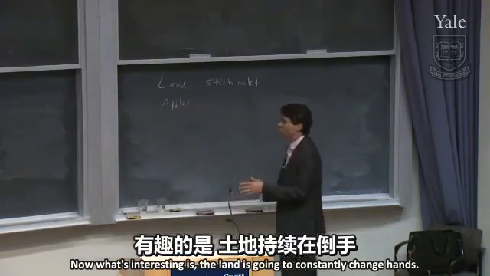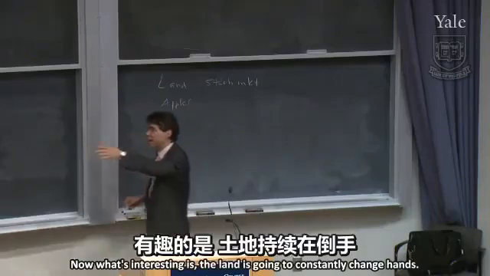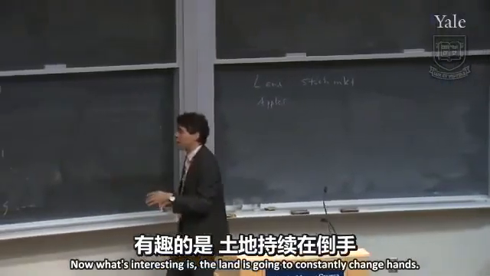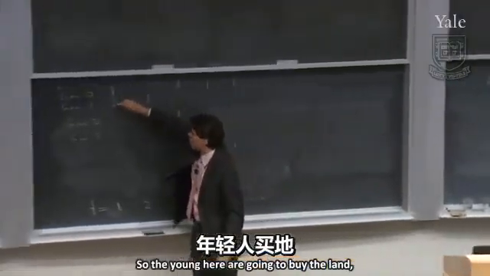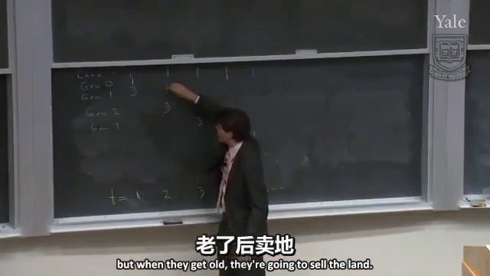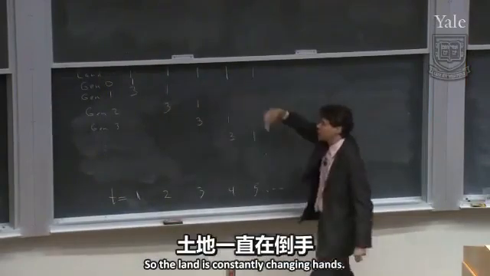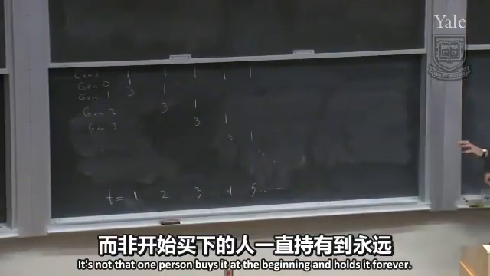So now what's interesting is the land is going to constantly change hands. The young here are going to buy the land, but when they get old, they're going to sell the land. So the land is constantly changing hands. It's not that one person buys it at the beginning and holds it forever.